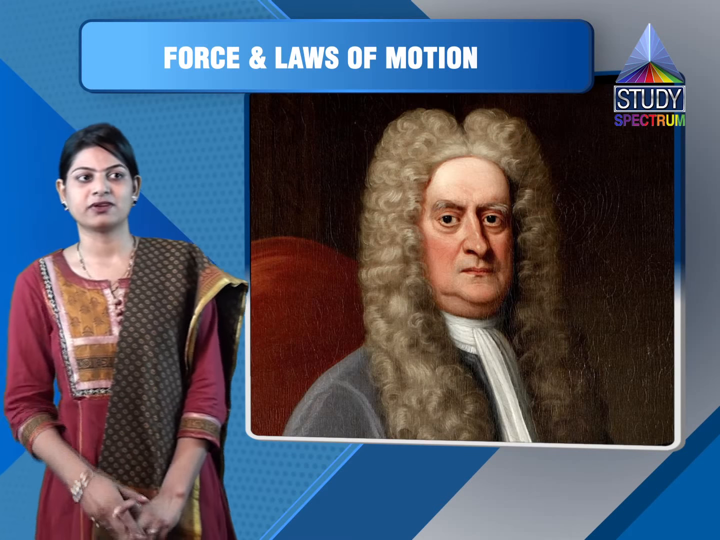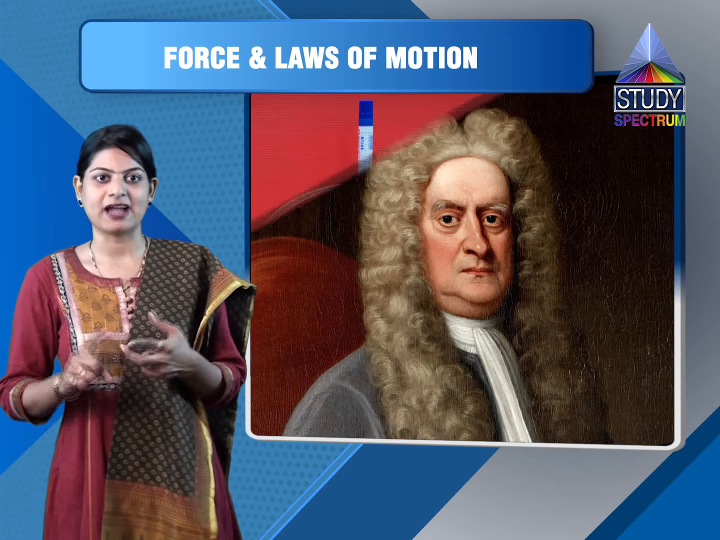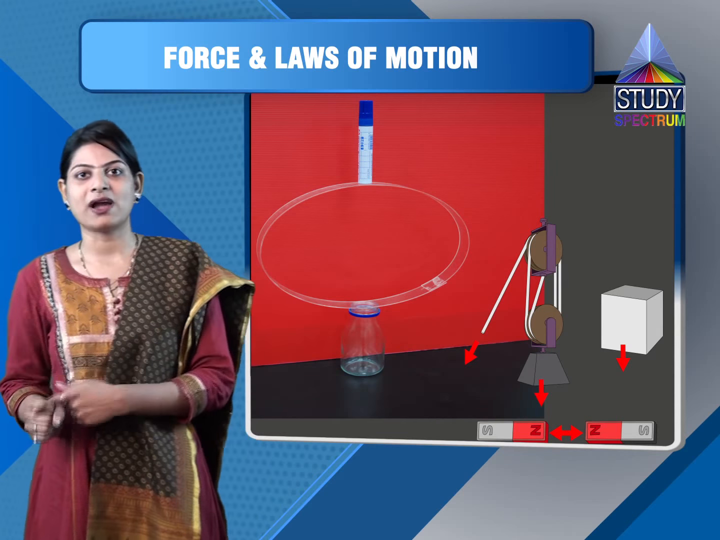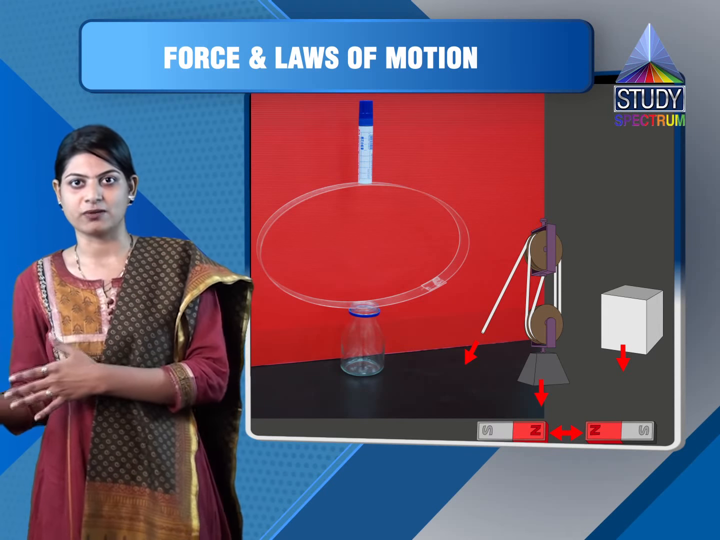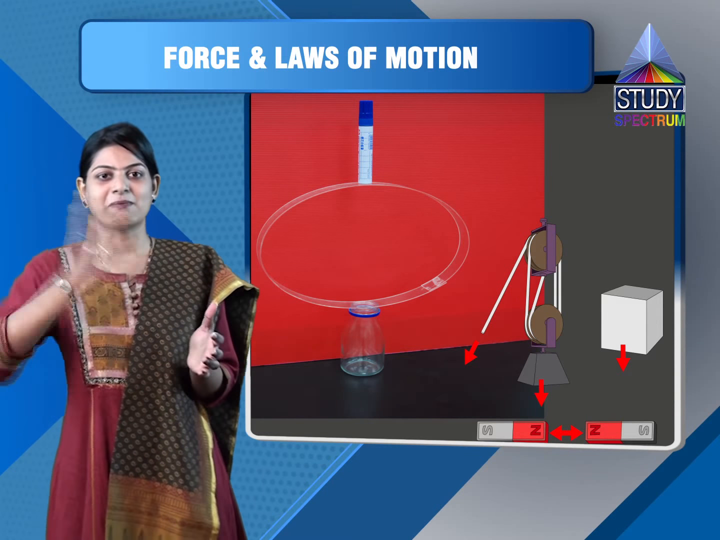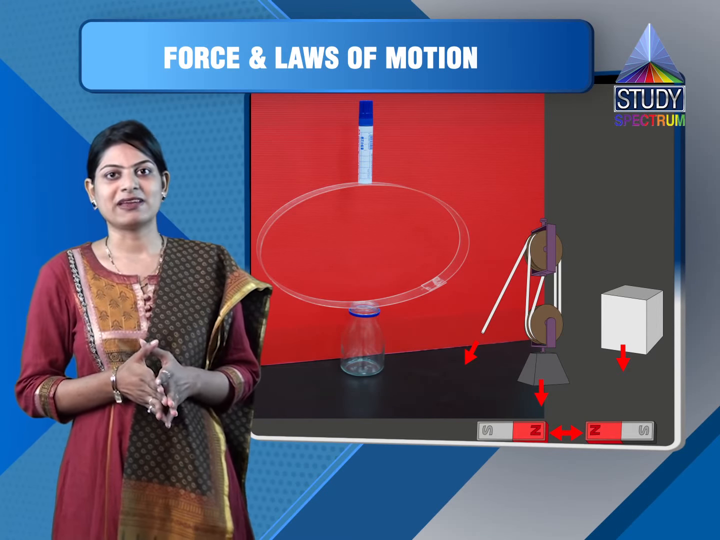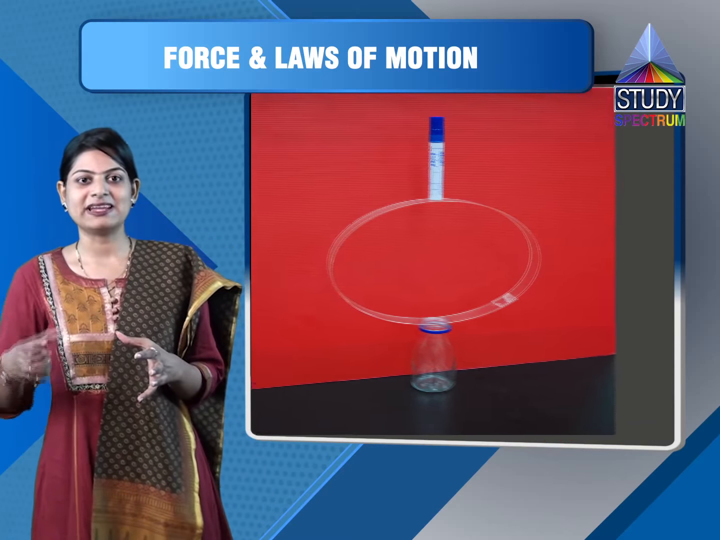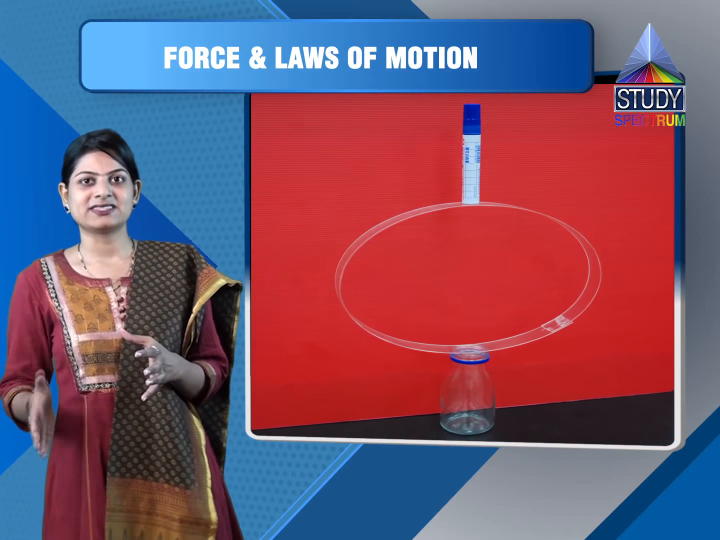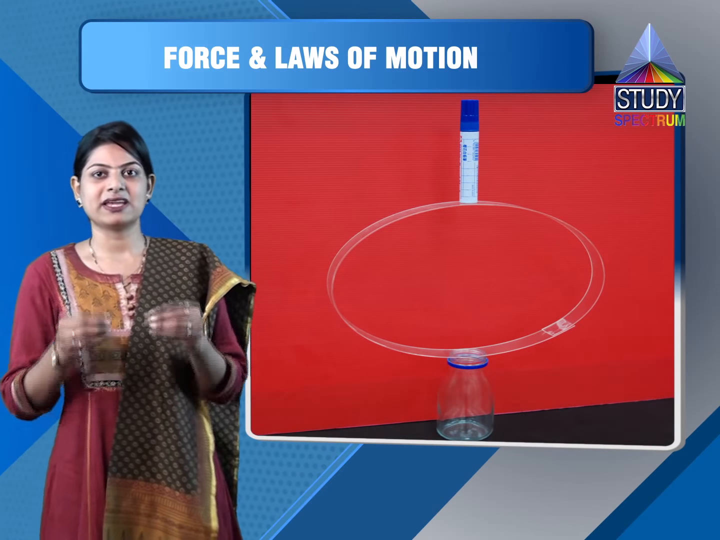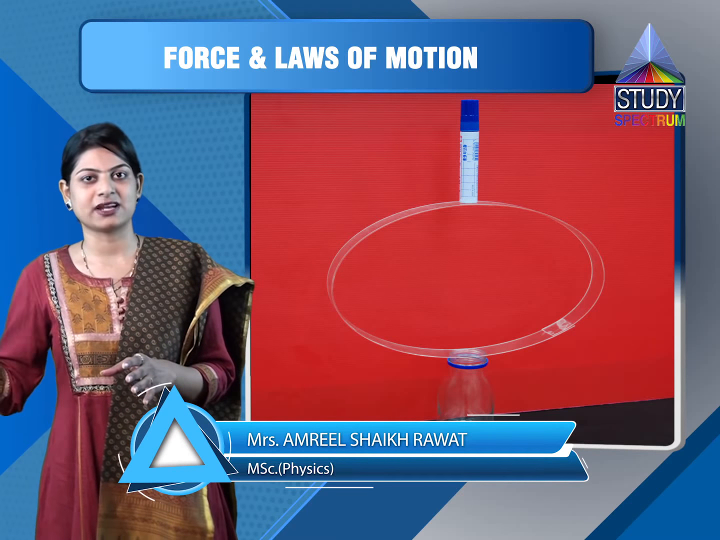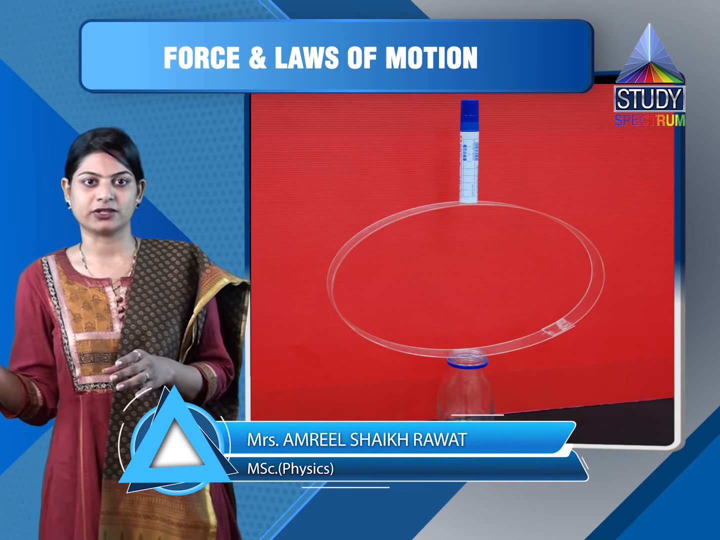Now, Newton described two quantities, that is inertia and force. Force is that quantity which is required to change the position of the object from the initial position or to bring it back to the original position. Whereas inertia, he defined as the tendency of a body to remain in the state of rest, or in the state of motion in the same direction if it is in motion.